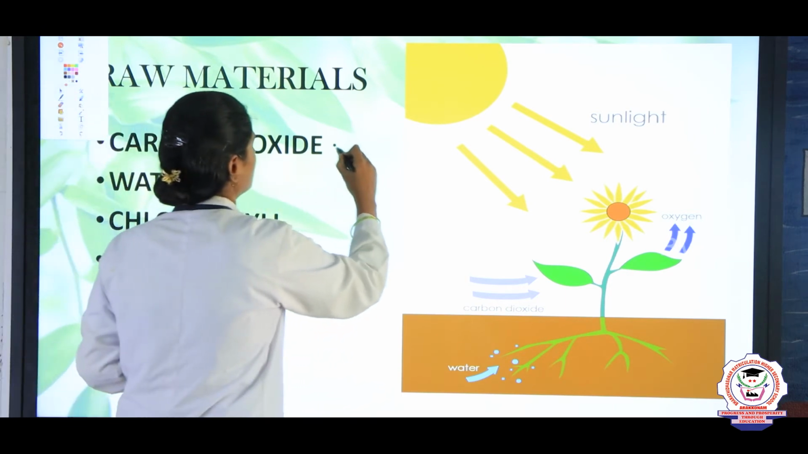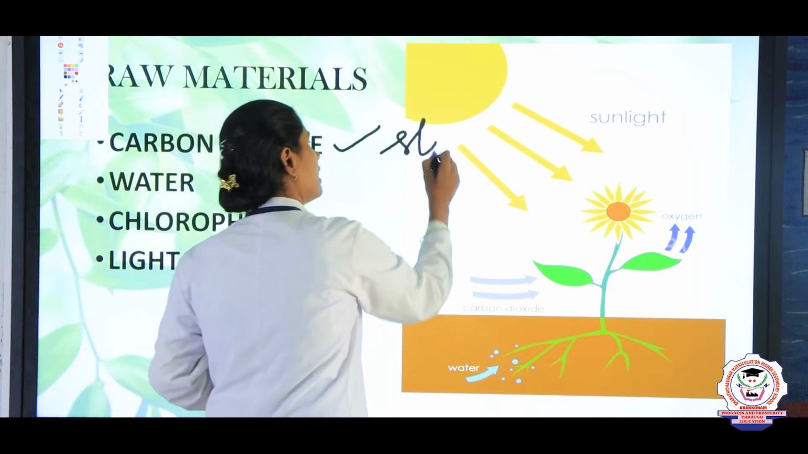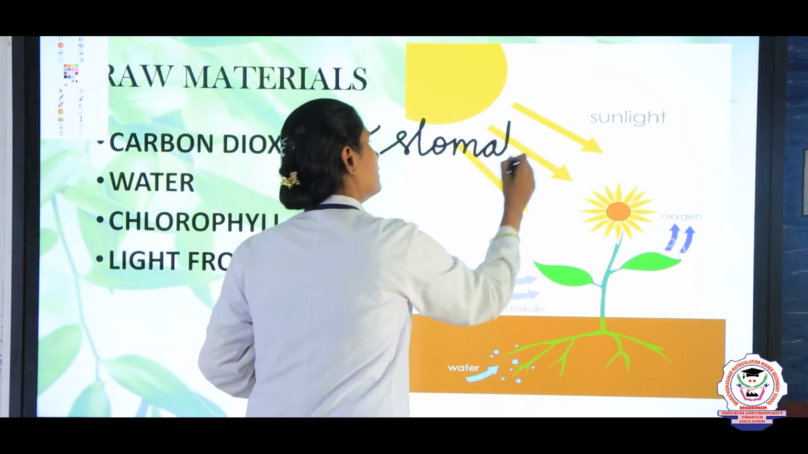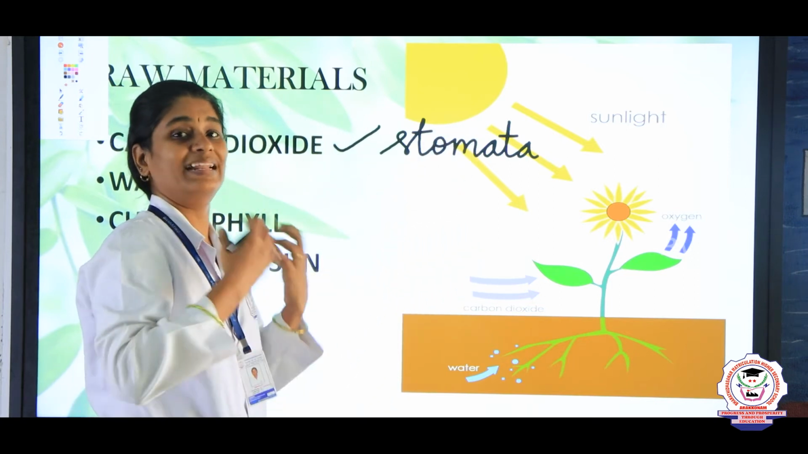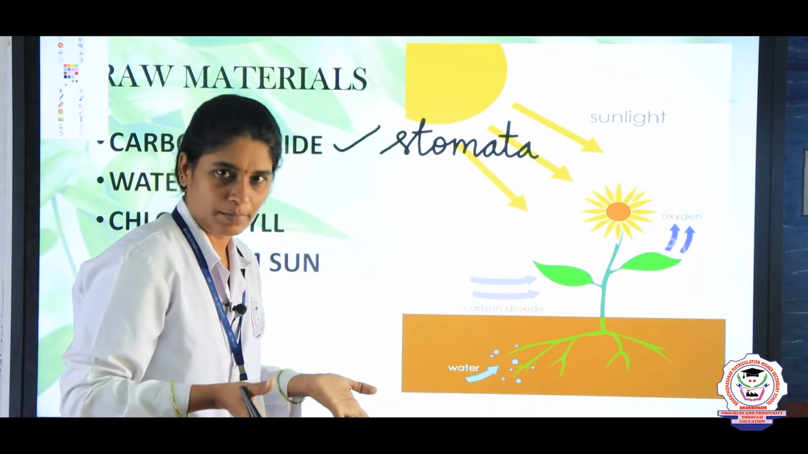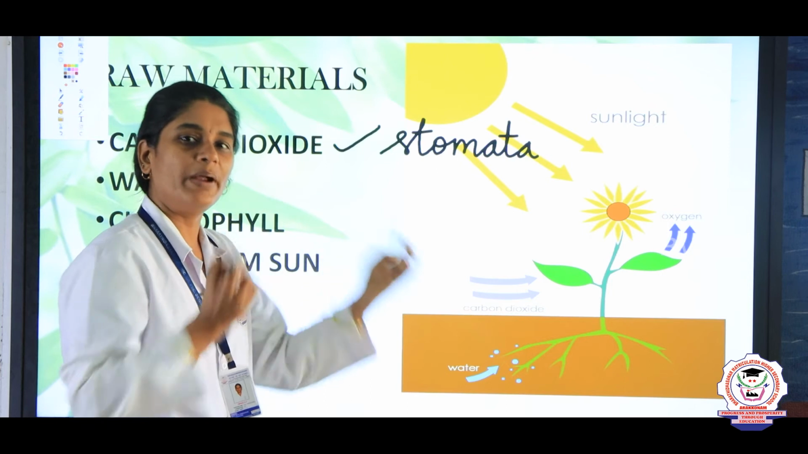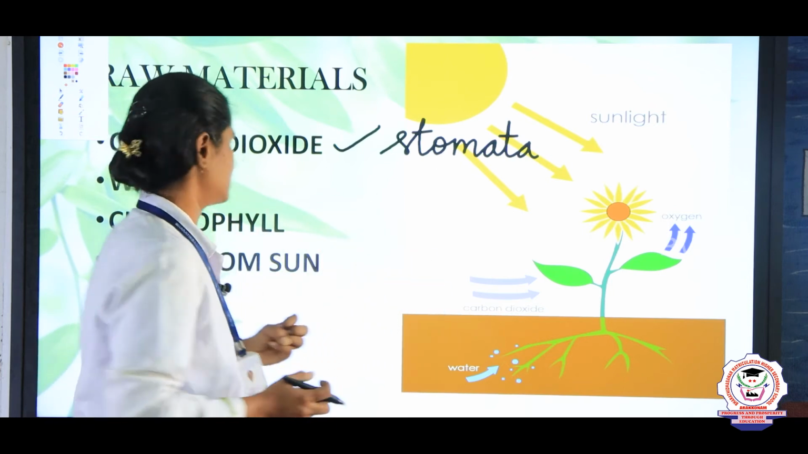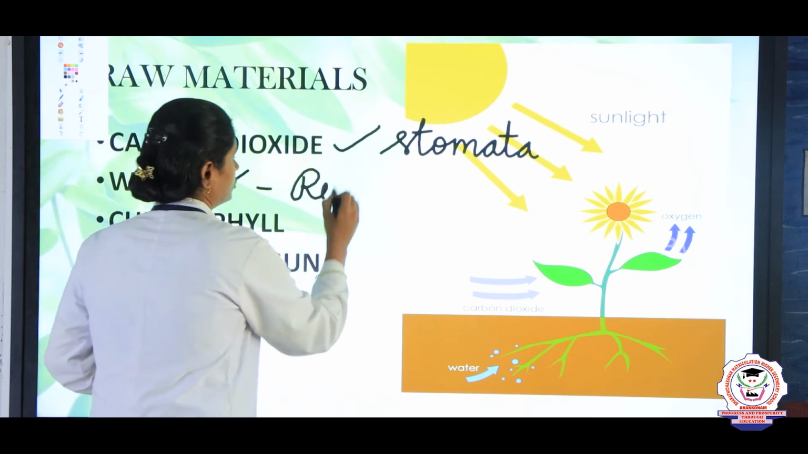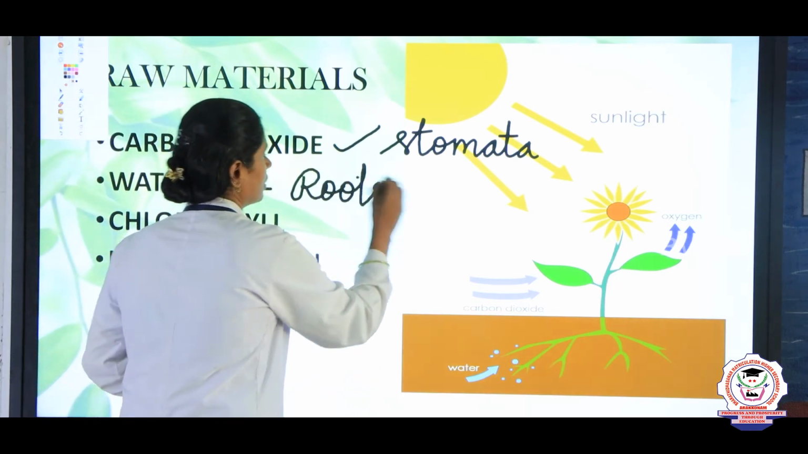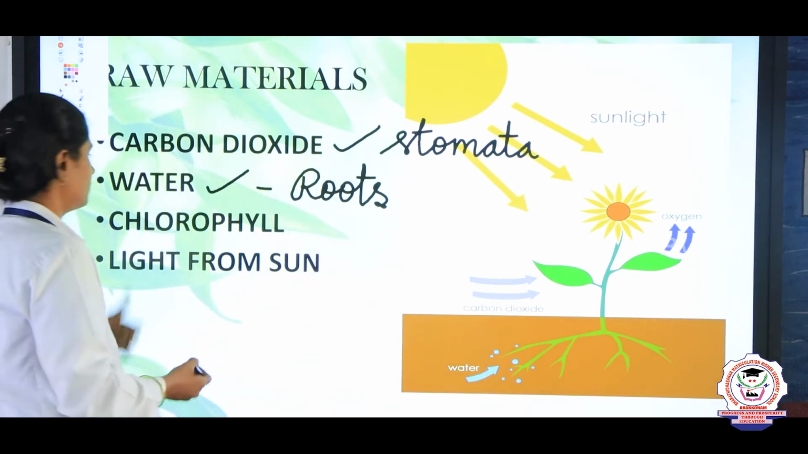so the first one, carbon dioxide. Through the stomata from the air the plant takes the carbon dioxide, but during the night time it will not take the carbon dioxide. So, only in the daytime the stomata will open widely and take the carbon dioxide. The second ingredient is water. From the soil the roots absorb the water and pass it to the leaf. Okay. The next one, chlorophyll.